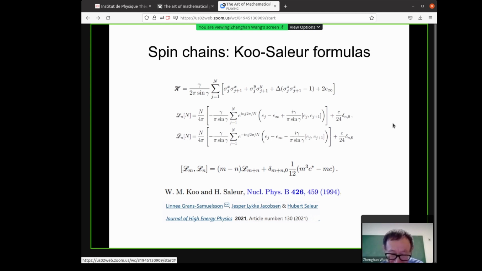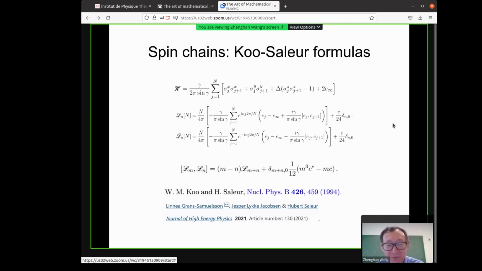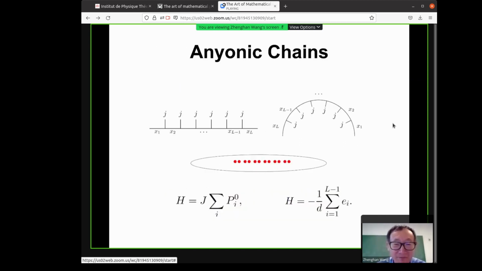So personally, I think there's something conceptually deep in this problem, which is how do we write the Virasoro generators on a finite lattice in real space? And so that's what I want to say now. I want to be a little bit more specific about how to re-examine this Koo-Saleur formula in terms of the language I'm familiar with, anyonic chains.